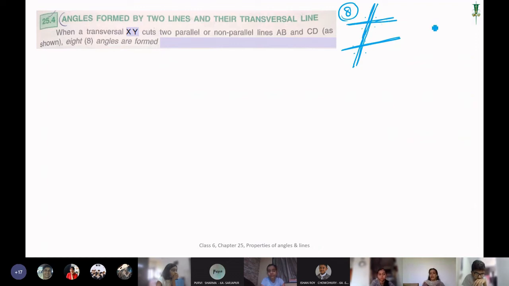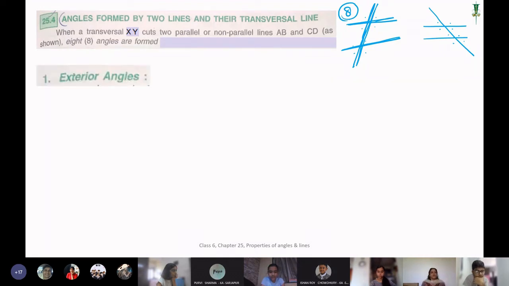Now these are not parallel. Suppose I drew parallel lines, then how many angles are formed? 8. Then also it is 8. Now this transversal can be in any direction, so this is also 8 angles. Are you all very clear? When two lines are intersected by a transversal, you will get 8 angles, 4 angles at each intersection.